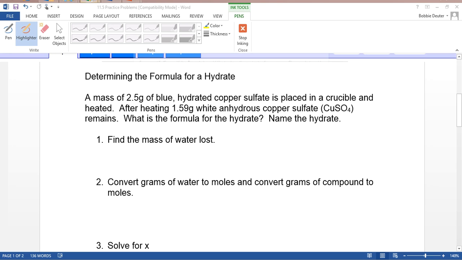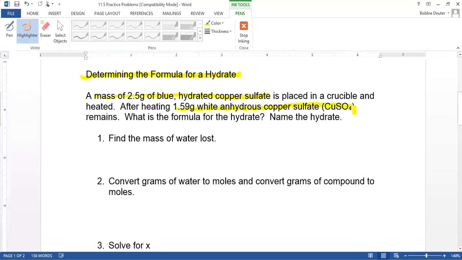All right, so now that we know how to name a hydrate, let's determine how we find the chemical formula for a hydrate. First off, we want to start by reading the problem and seeing what we have. In this case, we're told that we have a mass of a blue hydrous copper sulfate, and then we have a mass for our white anhydrous copper sulfate.